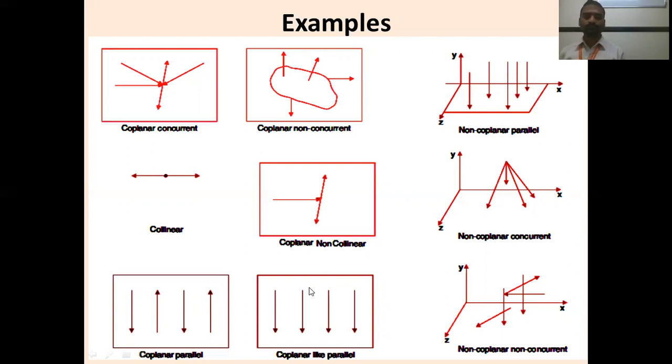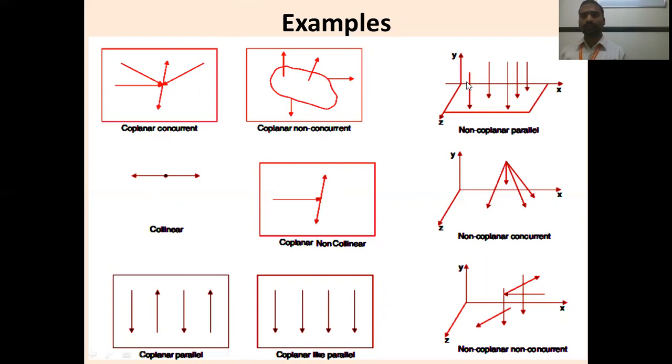Next one: all the forces are acting on the same plane, and they are parallel to each other. They all are moving in one direction. Then such a force system is called a coplanar like parallel force system. All the forces which are acting on the same plane, parallel to each other and moving in one direction, such a force system is called a coplanar like parallel force system. Okay, these are all the examples for the coplanar force system.